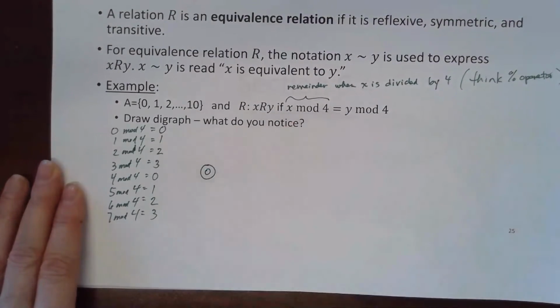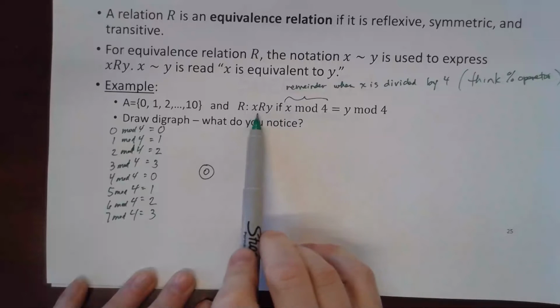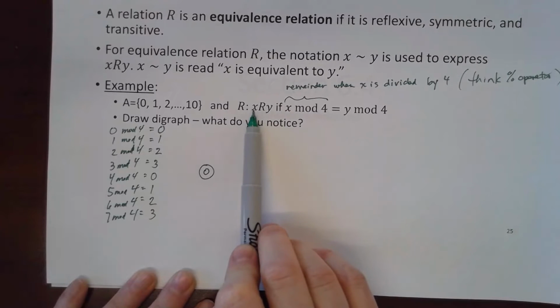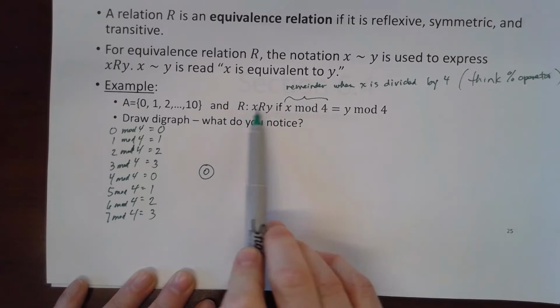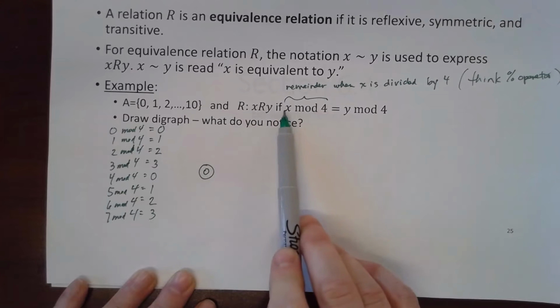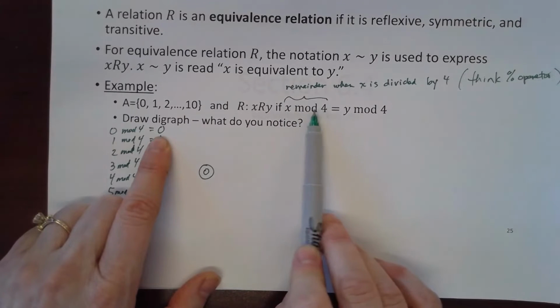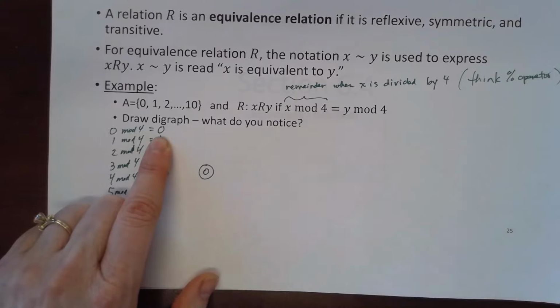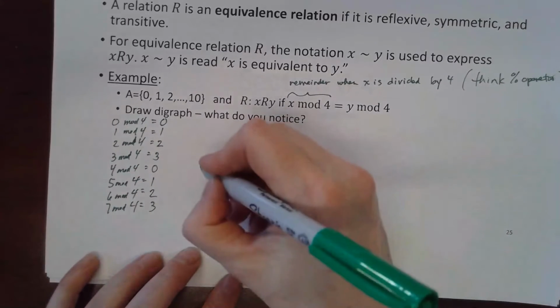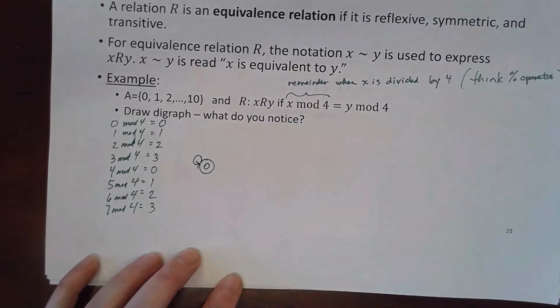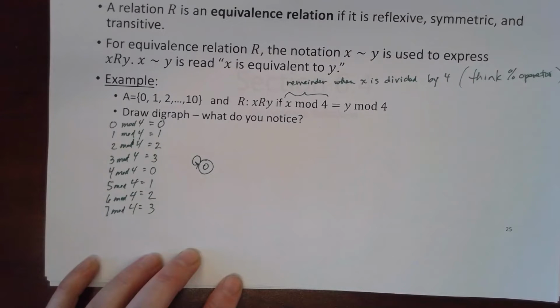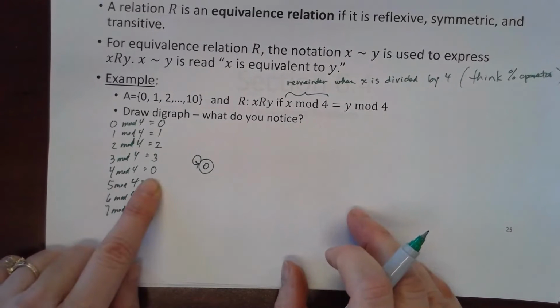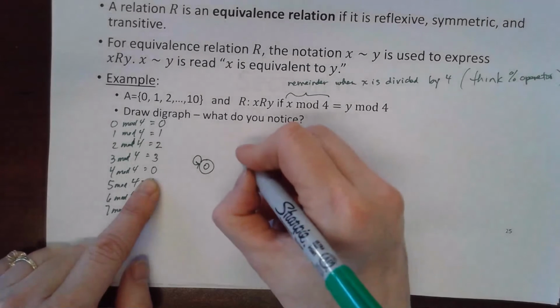Of course, for 0, we want to find all the things it is related to. Well, 0 will be related to another number. 0 is 0 mod 4, so the things it will be related to are things that also have the same remainder when divided by 4. So clearly, 0 is related to itself. It has the same remainder as itself when divided by 4. We see that it has the same remainder as 4 divided by 4.